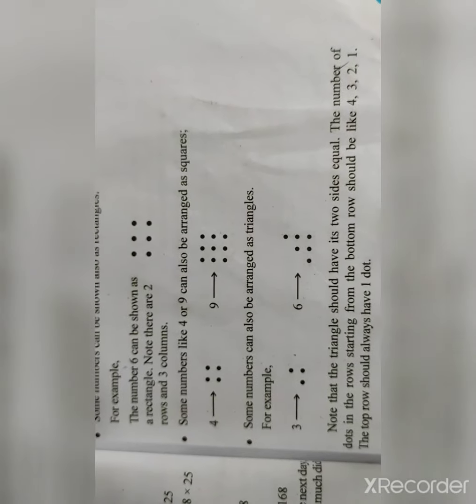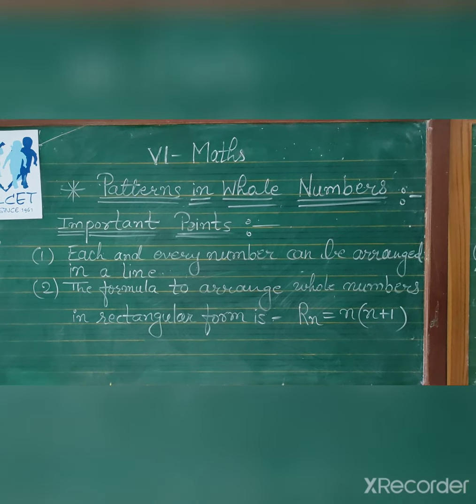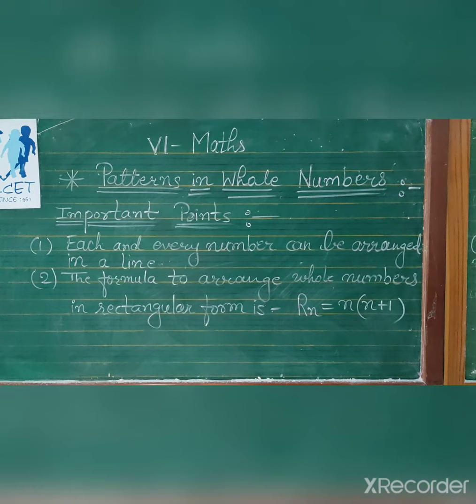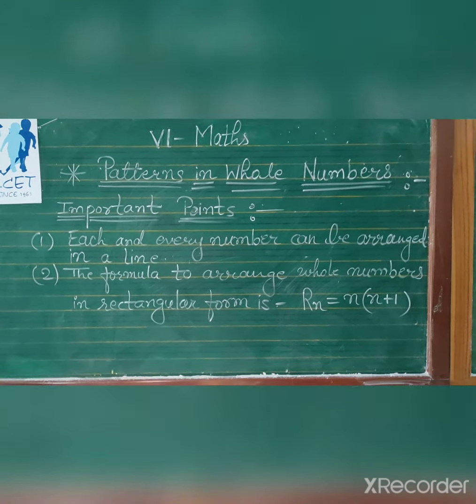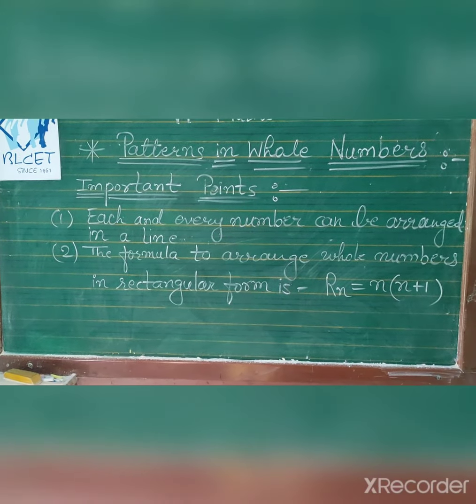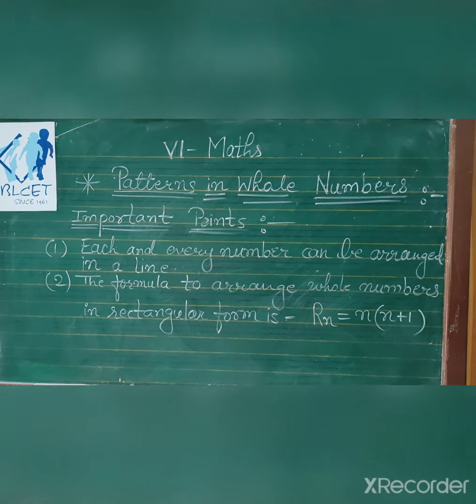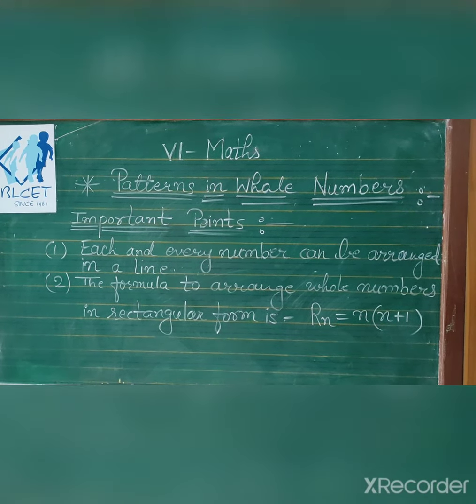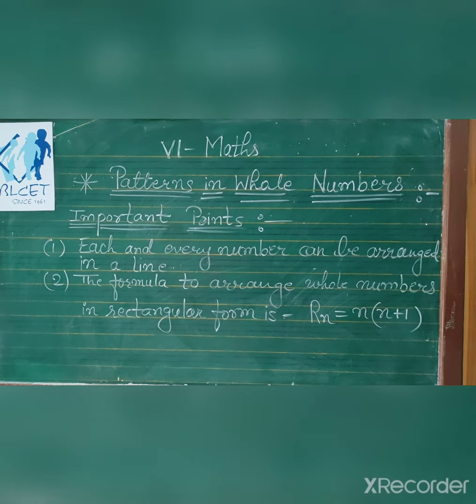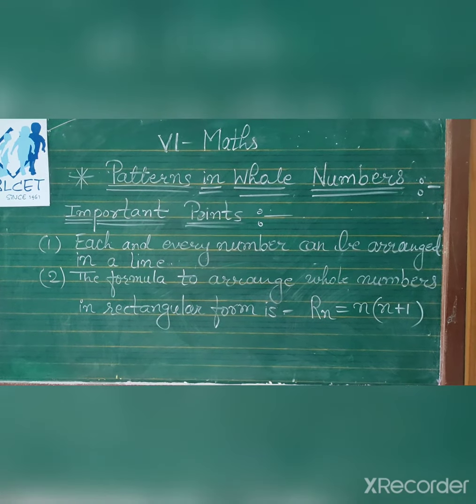Okay, children, see here patterns in whole numbers. Important points for dot patterns. Each and every number can be arranged in a line: 1 dot, 2 dots in a line. So each and every number we can represent in a line.